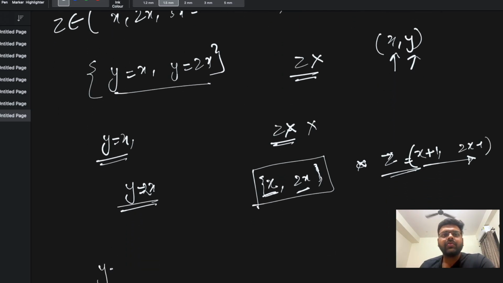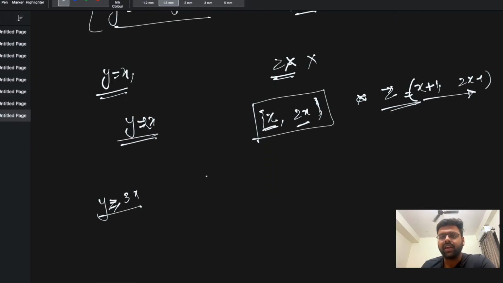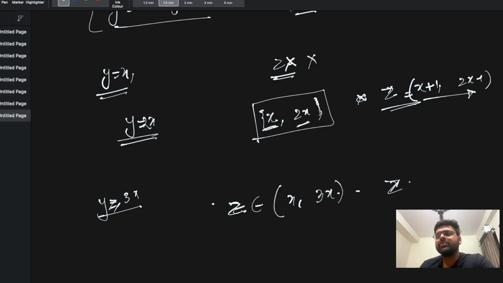Now let's assume y is greater than or equal to 3x. In that case, the range of z would be from x to 3x or greater. I would always be able to find some z equal to 2x, or some value greater than or equal to 2x, which is divisible by x, but it won't be divisible by y.